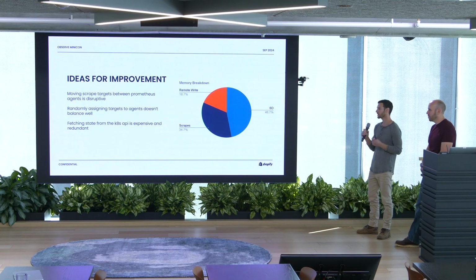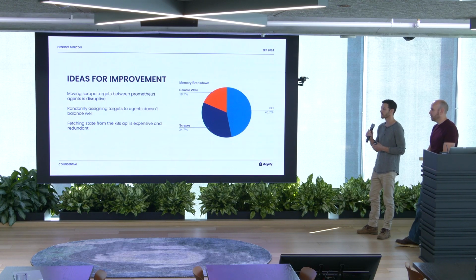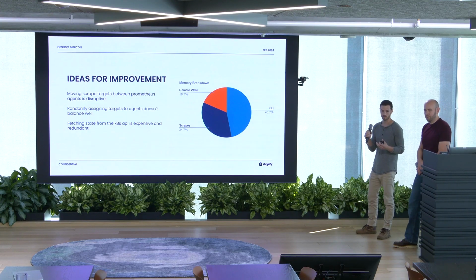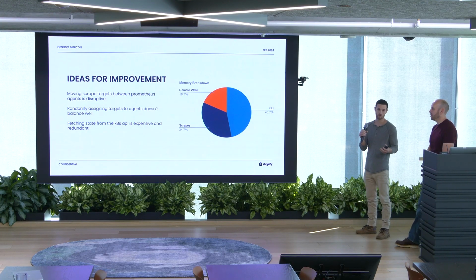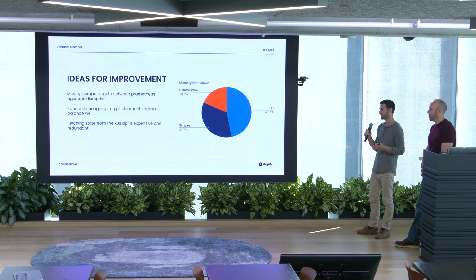Randomly assigning the targets, as Sam was just speaking about, doesn't balance well because you could have one target that has thousands of metrics and then another target that has 4. So we just never had a good balance across these agents. You'd have one that was heavily underused and one that is overused, so that needed to be looked at.